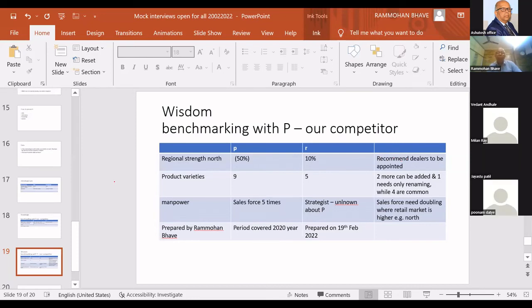Sir, one question. If there is an internal job posting, how can I convince them why I want to leave the current job within the company and move to another role within the same company? Okay, so let's deal with this question.